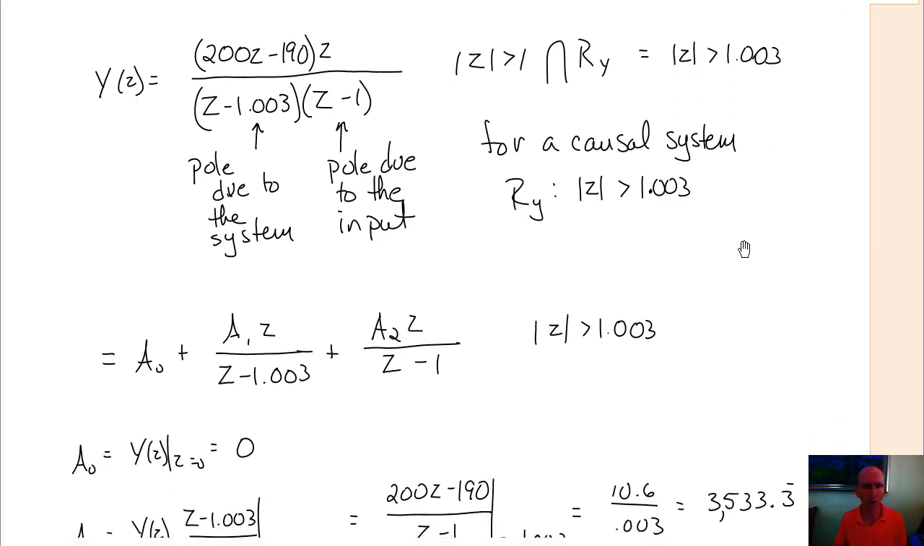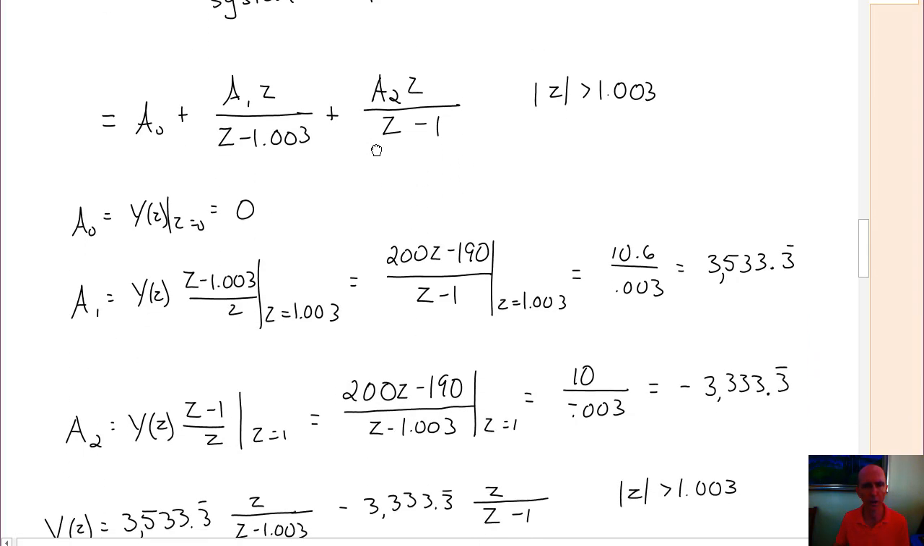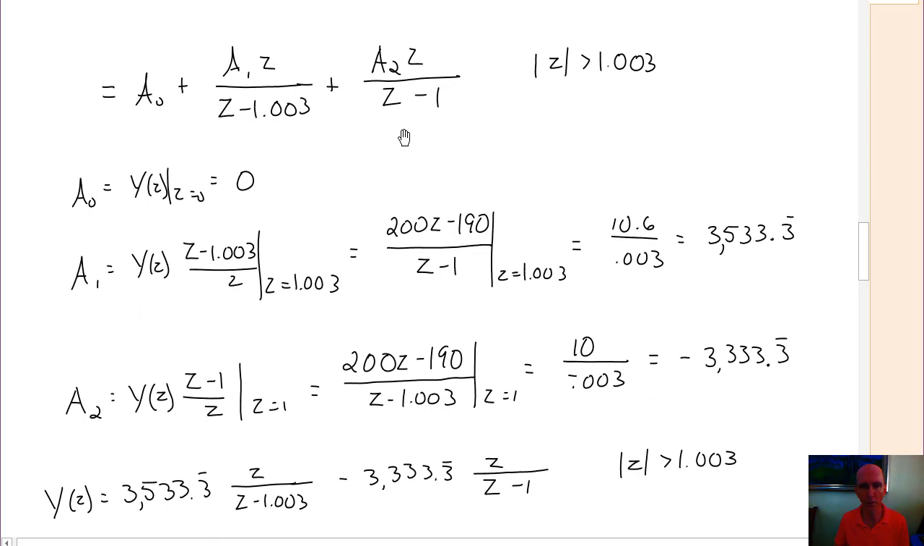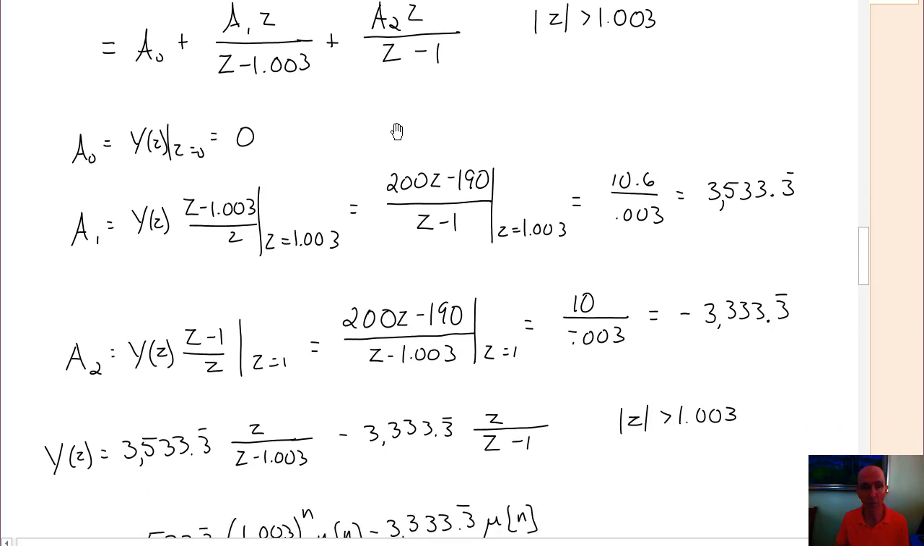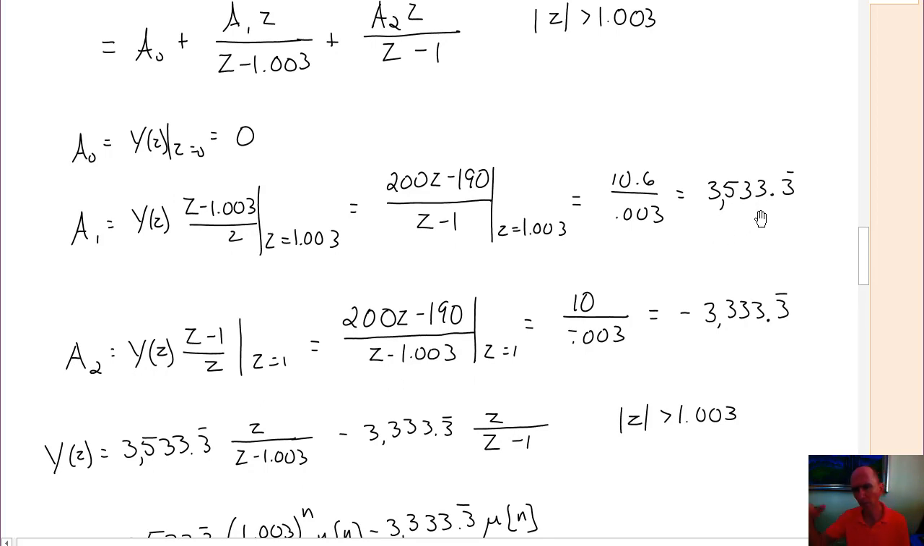We do our inverse z transform as we've always done. We have two poles, so we're going to have three systems. We do a partial fraction expansion. We calculate the constants, a0, a1, a2, as we did before. a0 turns out to be 0. a1 is going to be 3,533.3333. And a2 is going to be minus 3,333.3333.